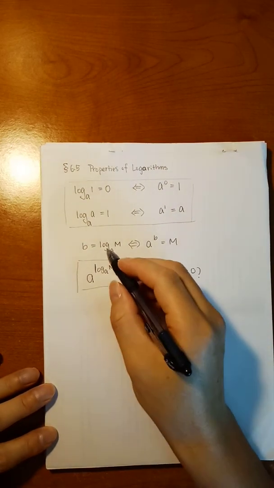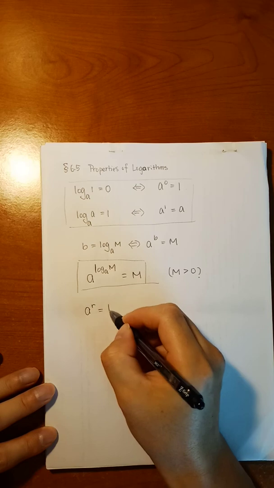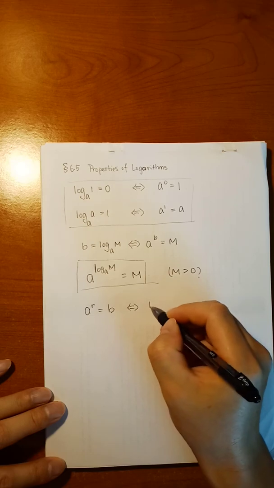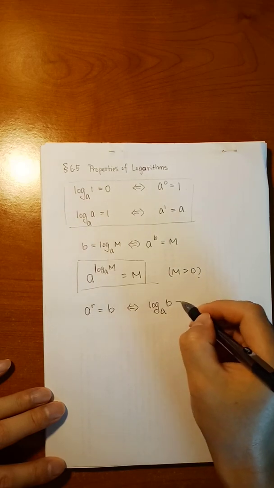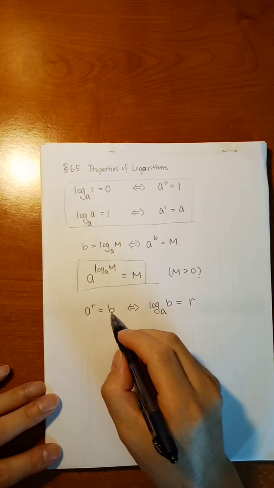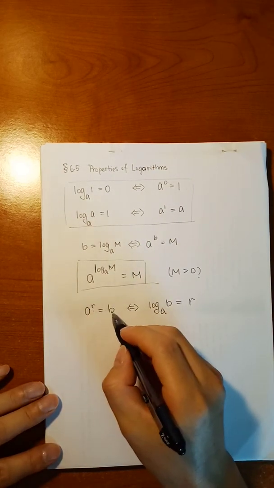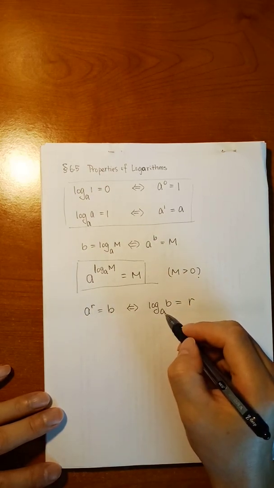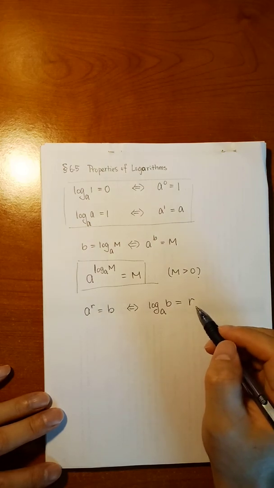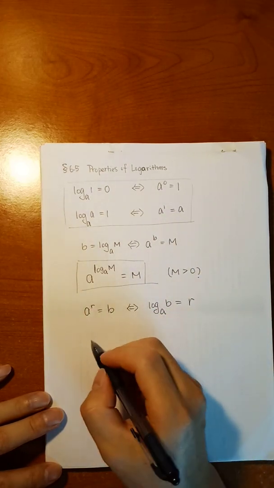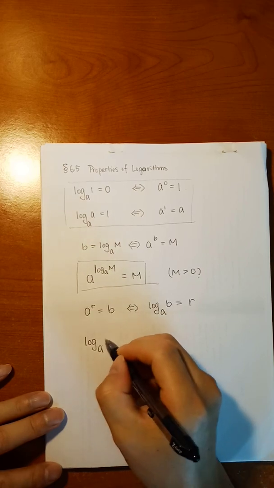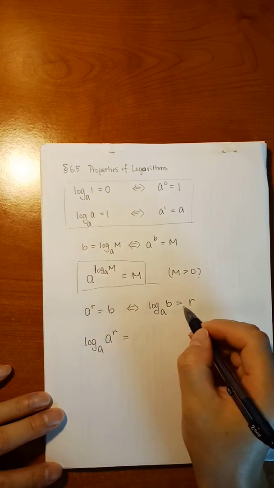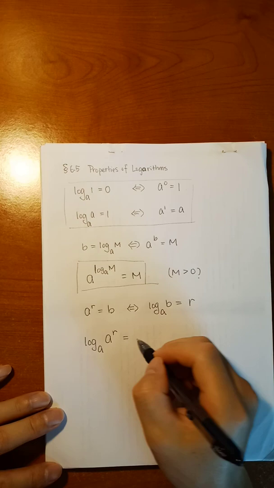And another thing is this: a to r is b. If a to the r's power is equal to b, then by definition, log a of b is equal to r, right? So you try to compute the corresponding exponent for the number b. You choose the logarithm function to the same base, and b corresponds to r, and b is a to r. So you see here we do the same substitution. Log a of a to r is equal to r.